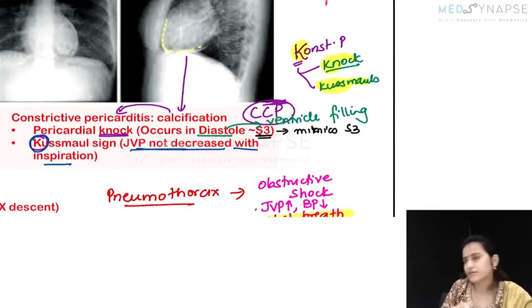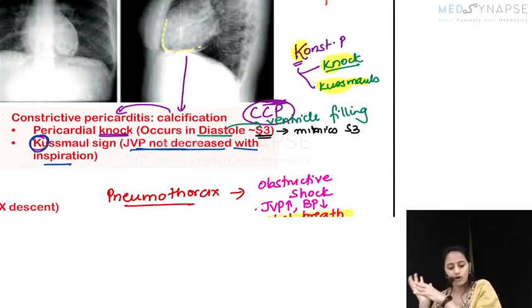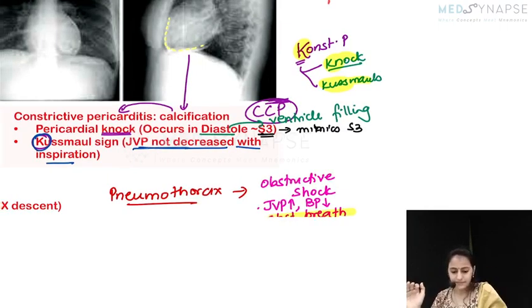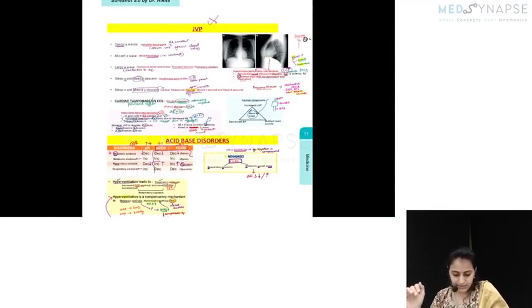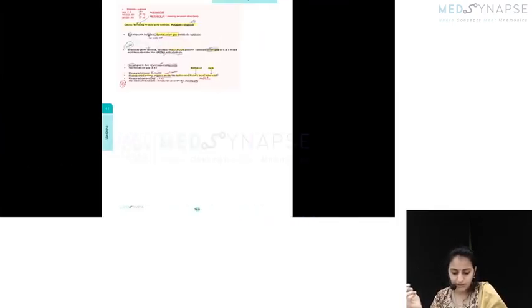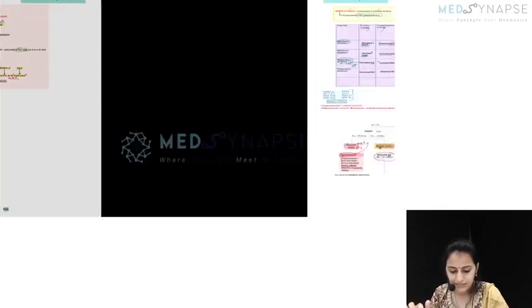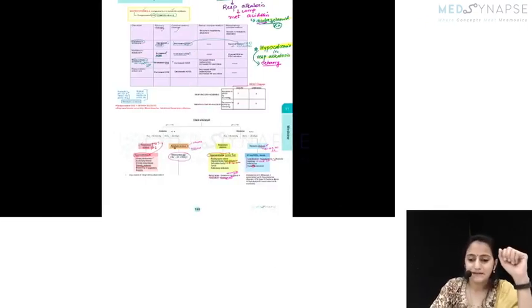Very, very important. Like one question on pericarditis or cardiac tamponade generally is there. Okay. So yes, now this completes your medicine part, including the JVP, right?